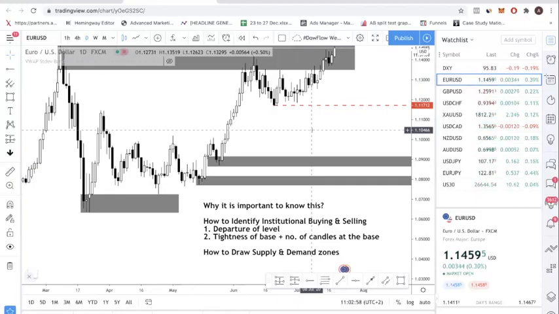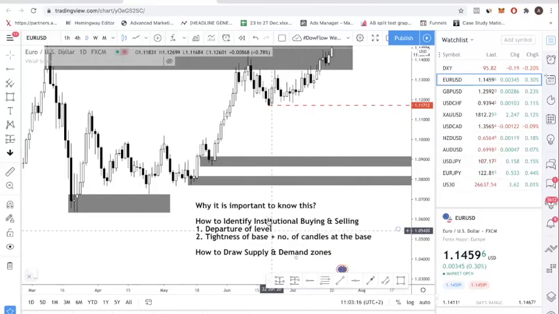Okay, that means that if you only have the first factor but not the second factor, then that is not a valid institutional buying and selling zone. Okay, that's not a high probability trading zone. Okay, you need both feature 1 as well as feature 2, which are listed over here. Okay, so what do I mean by this tightness of the base?